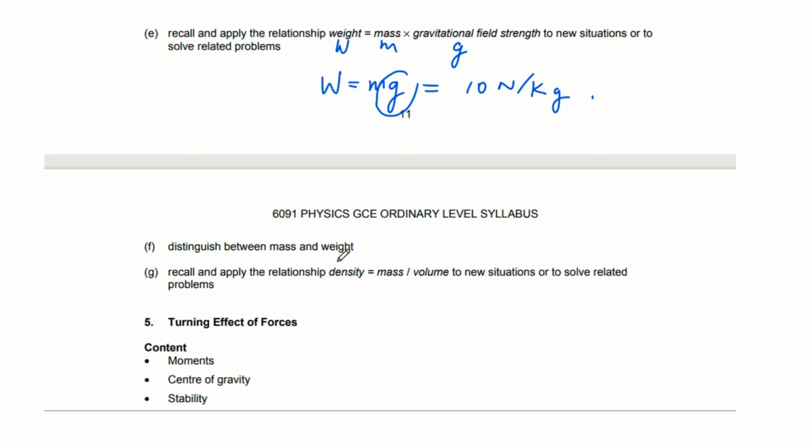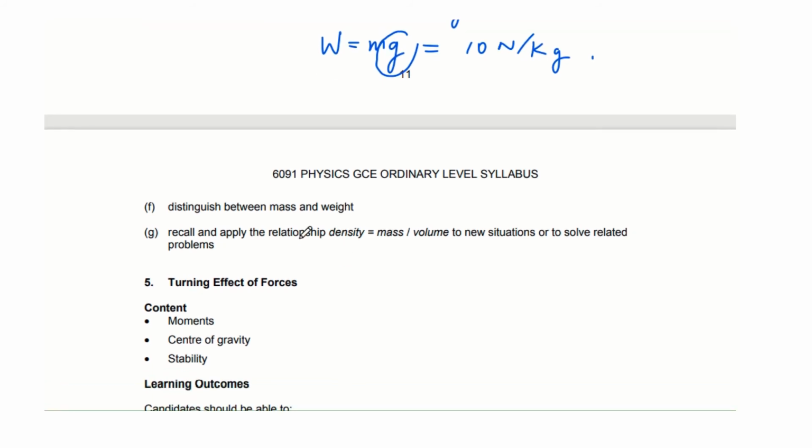And finally, part G, you are asked to recall and apply the relationship density equals mass over volume. So density equals mass over volume is another formula that you need to know for O-level physics. If you want to know the list of the formulas that you need to know for O-level physics, do check out our post on the list of formulas. So density is equal to mass over volume. This is another formula you need to know.